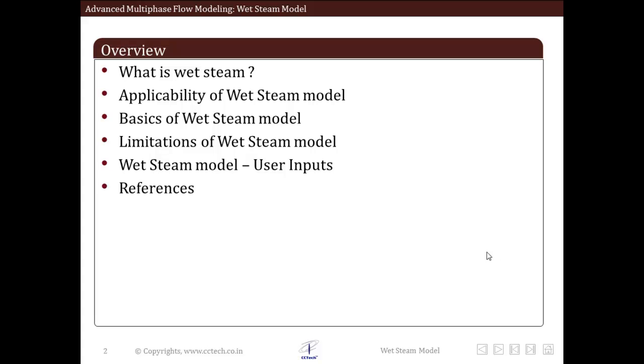After that, we will see limitations of wet steam model. Remember, the wet steam model is specifically meant for modeling wet steam. It is an exclusive model for that. It has some limitations and we will discuss those. In the end, we will also see what are the user inputs for the wet steam model and how to set up the wet steam model within Fluent. We will end this lecture with references that we have used for preparing this lecture.